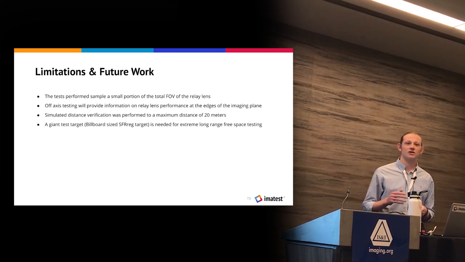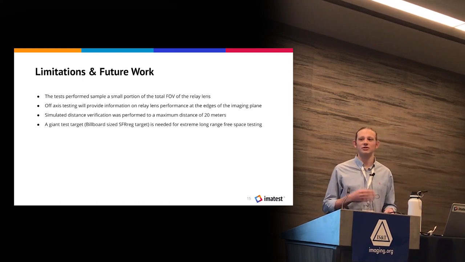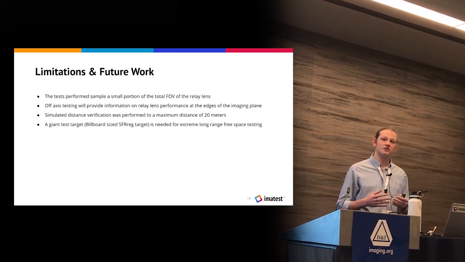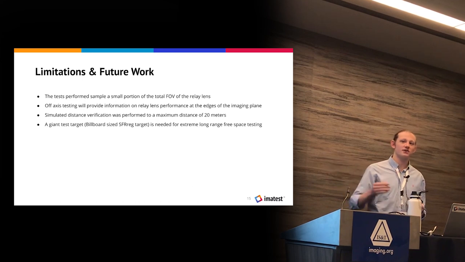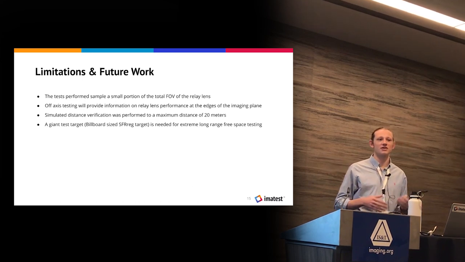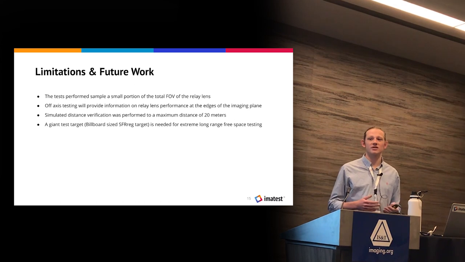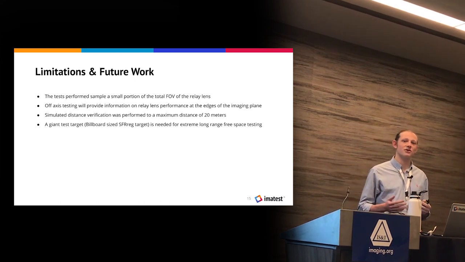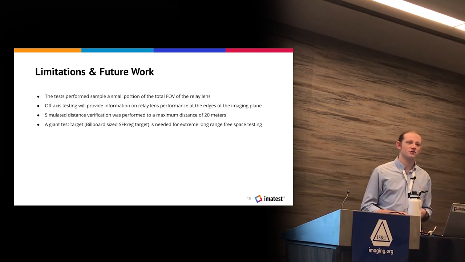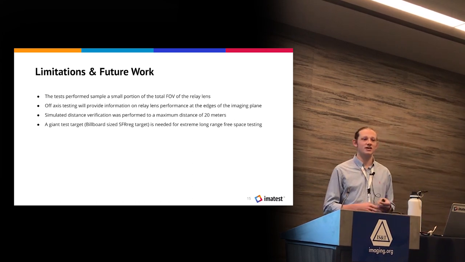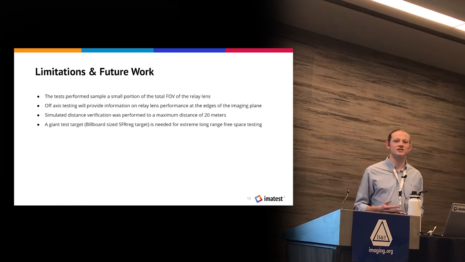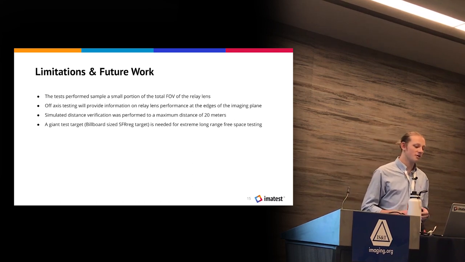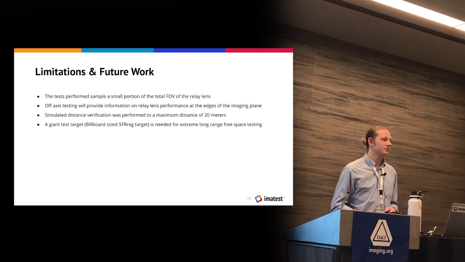We actually took our SFR reg target to the parking lot, and we were able to visually verify that the distance in the parking lot and the further test distances on the collimator were correct. However, we weren't able to record any values to those larger distances. So we figure a giant test target, basically a billboard size SFR reg target, would help us evaluate at even longer distances.